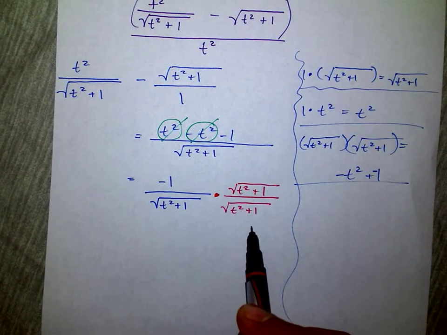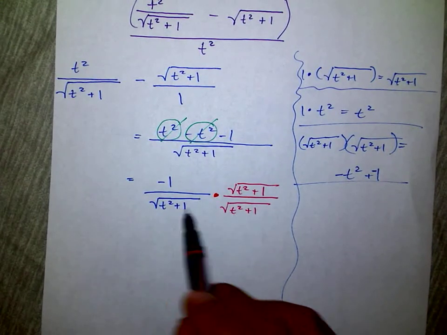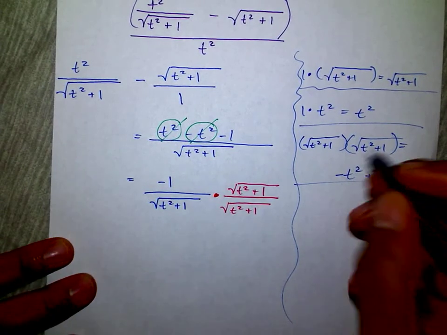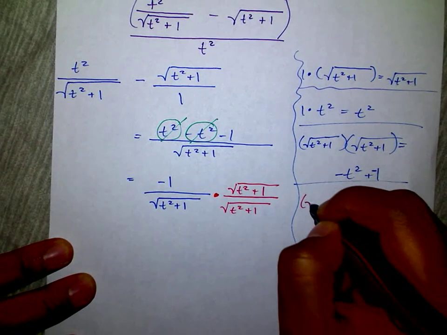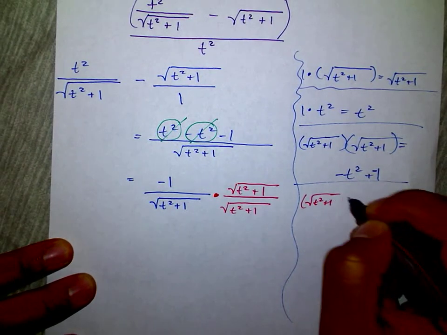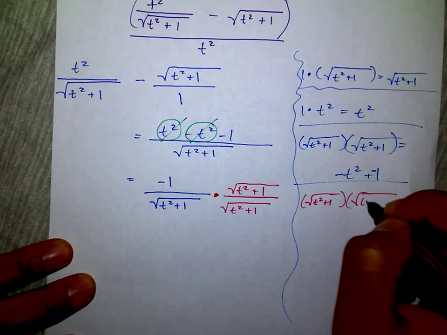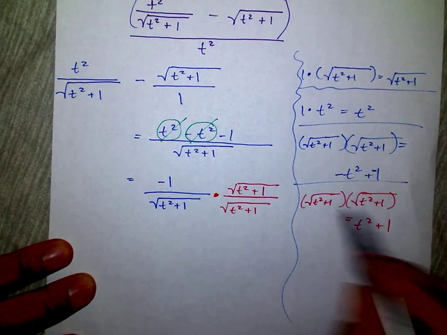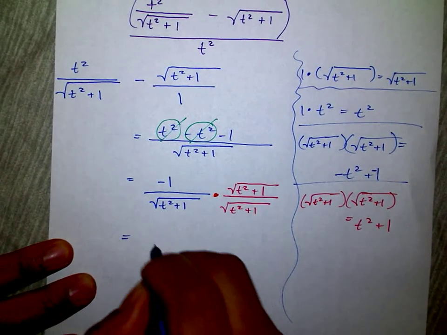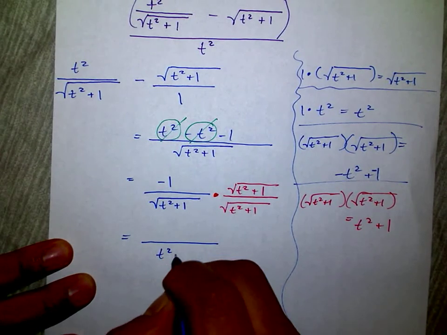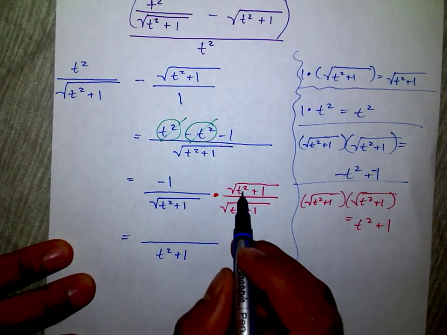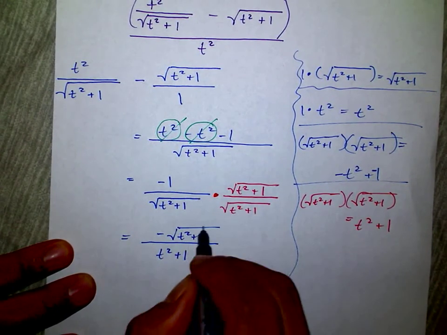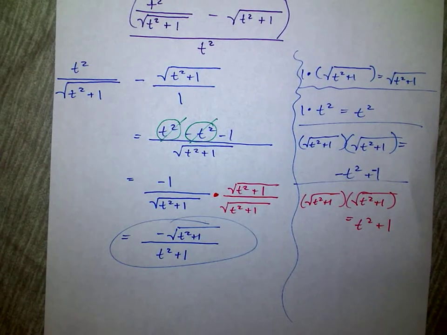Okay? Alright, so what we're going to do here, we already know that this times this equals t squared plus 1, but we'll still show our work over here. So t squared plus 1 times the square root of t squared plus 1 equals t squared plus 1 without the square root sign. So I'm going to come back over here. This is just going to be t squared plus 1. And on the top, negative 1 times that is just going to be negative t squared plus 1. And that will be my final answer right there, folks.